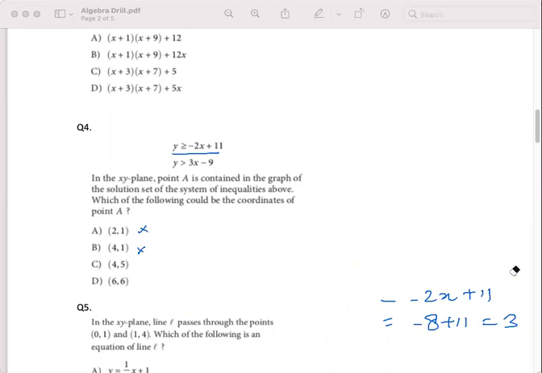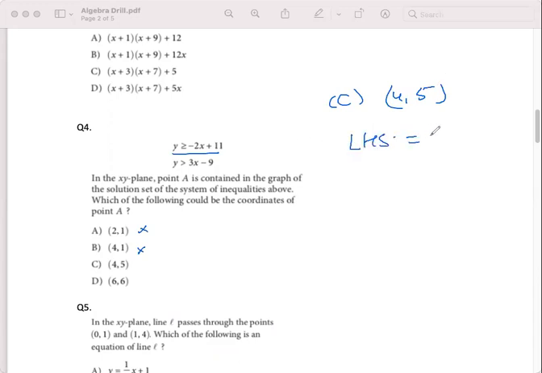Let's try the next one, option C. Option C is 4, 5. So let's use the first inequality. The left-hand side is 5 and the right-hand side is minus 2x plus 11, which is minus 8 plus 11, which is 3, and 5 is greater than 3. So this one is satisfied.